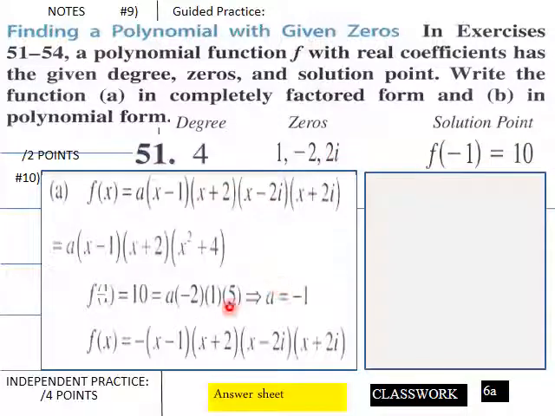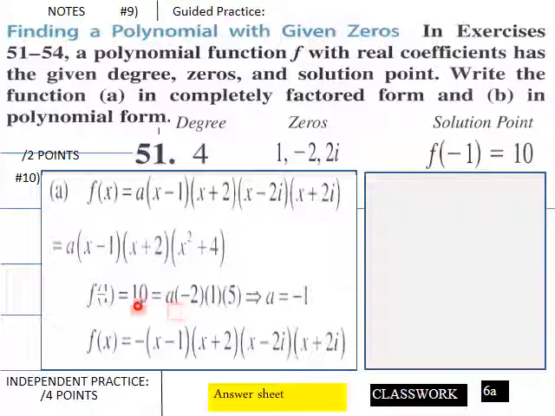So by knowing that, we can come up with our factors here. A, which we don't know yet, times (x minus 1) for that zero, then (x plus 2) for this one, and then (x minus 2i) and (x plus 2i) for 2i. And then when we multiply these together, we can simplify it down into this polynomial here: (x minus 1)(x plus 2)(x squared plus 4). And we know that f of negative 1 equals 10.